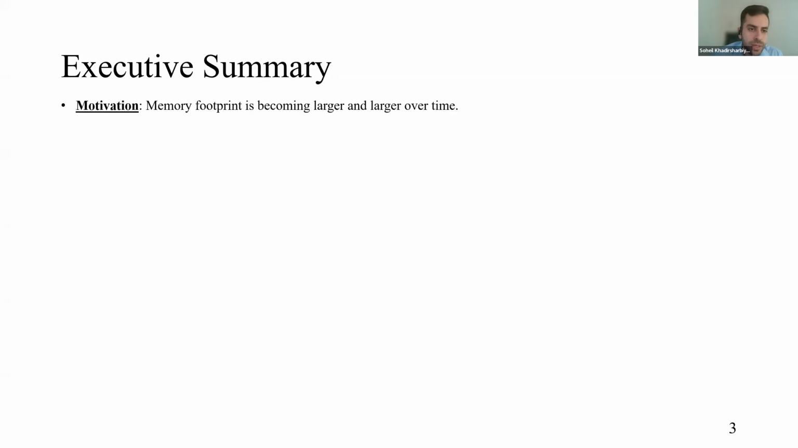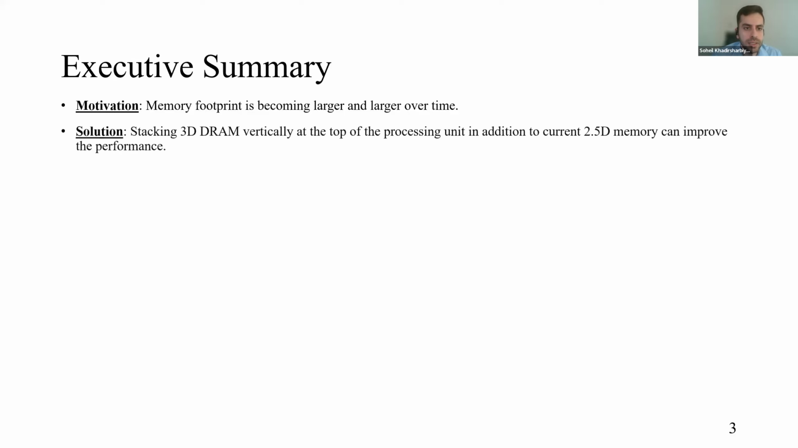The motivation of this paper, as mentioned, was that the memory footprint is becoming larger and larger over time. The solution that we are working on is that we can stack 3D DRAM vertically on top of the processing unit, in addition to the current 2.5D memory. It can improve the performance, and it has been extensively researched over the last decade.